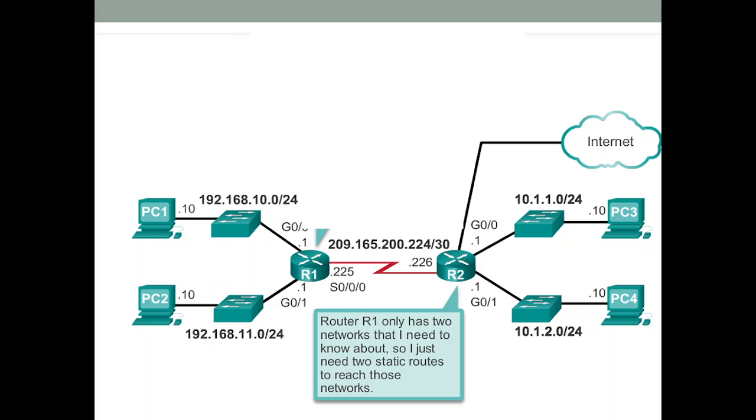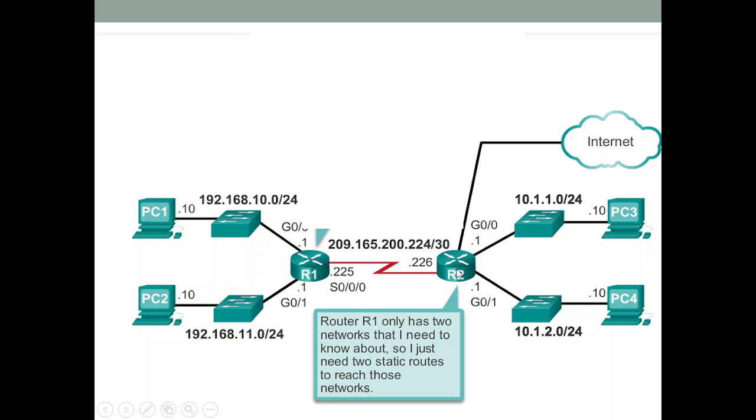Now when we come to the remote network, when we look at router 1, we have 2 networks, this and that, that are not connected to router 1. So we shall say these are 2 remote networks for router 1. So that is why we say router 1 only has 2 networks that I need to know about. So I just need 2 static routes to reach those networks.